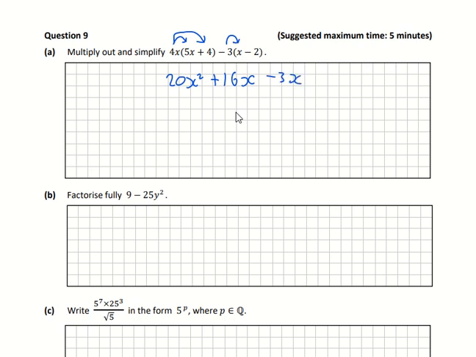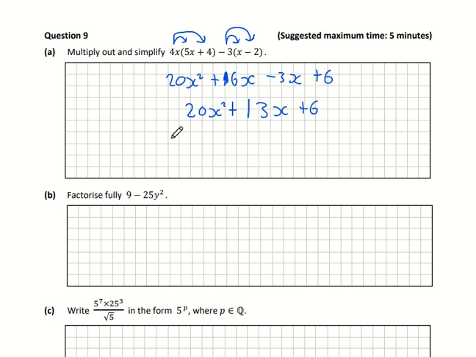And the last bit is minus 3 multiplied by minus 2, so be really careful. Minus multiplied by minus is a plus, so it's plus 6. Then the two in the middle are just x's. It's 16x take away 3x, that's 13x. And that's as much as we can do. So 20x squared plus 13x plus 6.